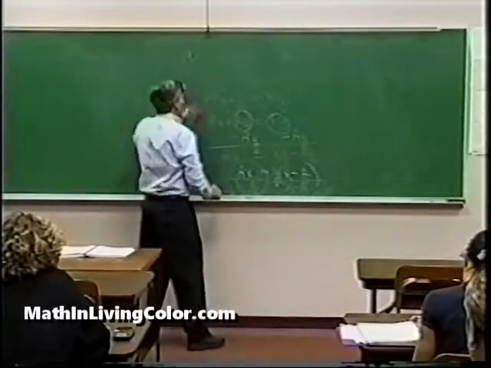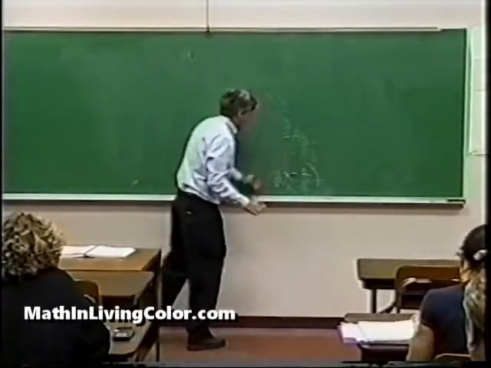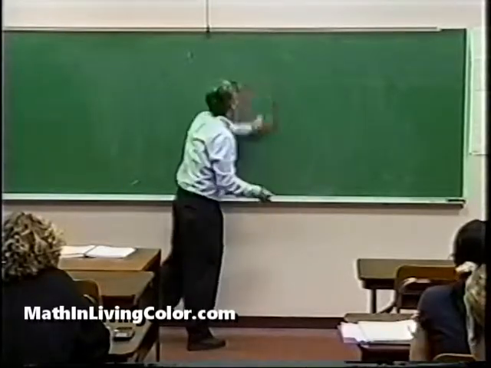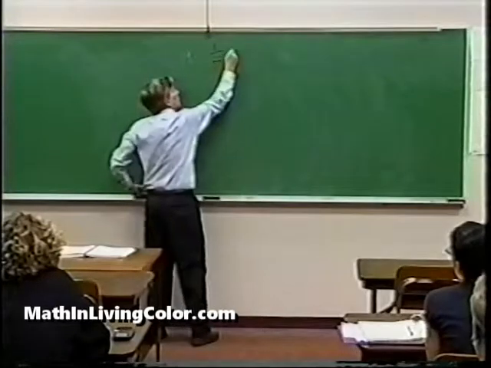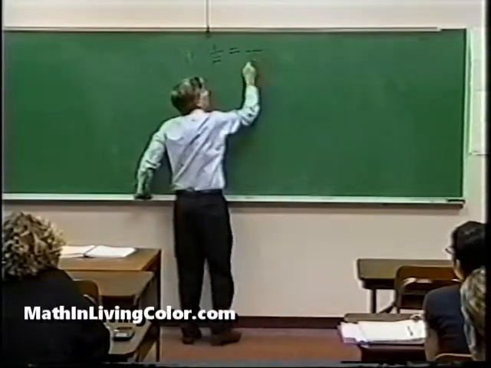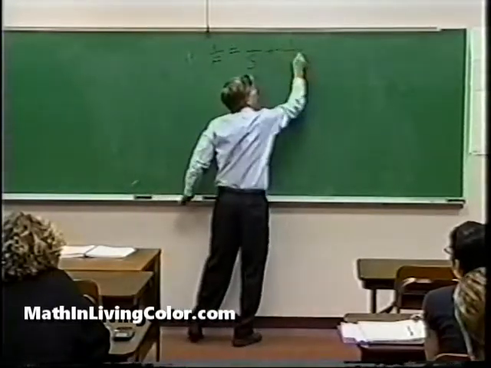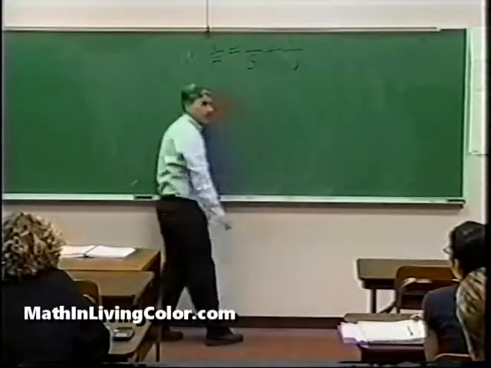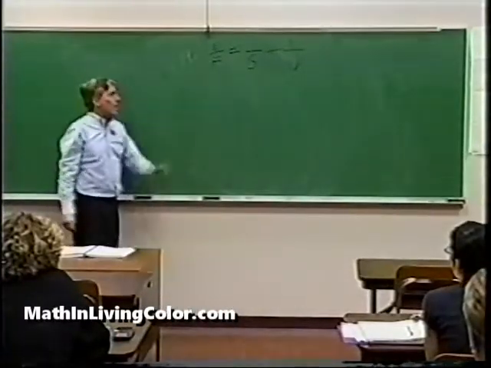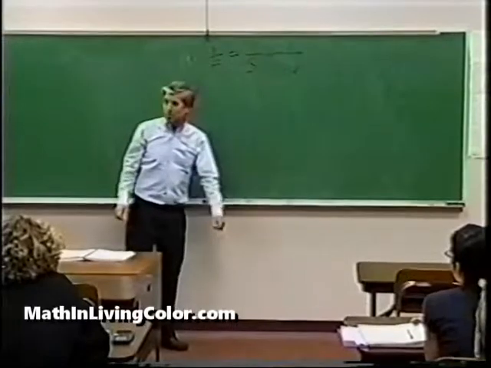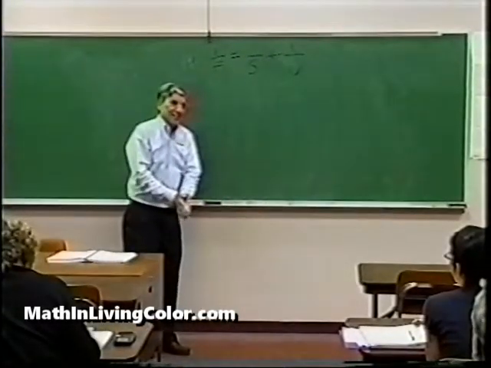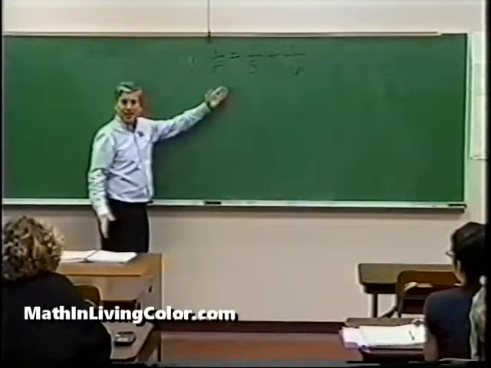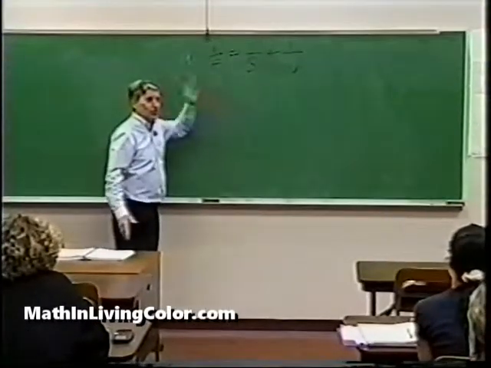Let's see, I've got to get my board clear here so we can do this right. The problem says 1 over f equals 1 over s plus 1 over u. Okay? And what's the common denominator for this problem? FSU. Let's hear it, Gator fans. The common denominator is FSU.